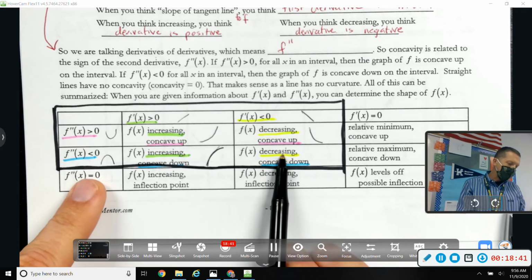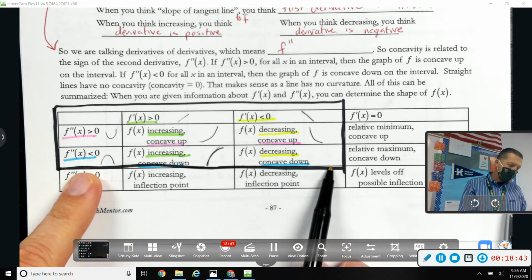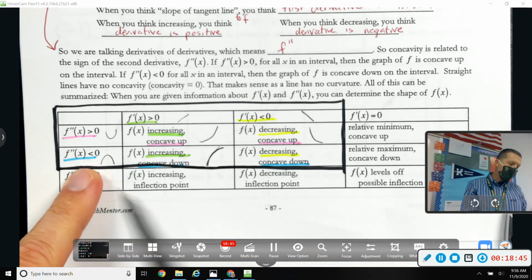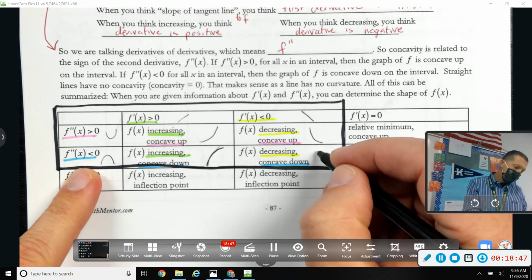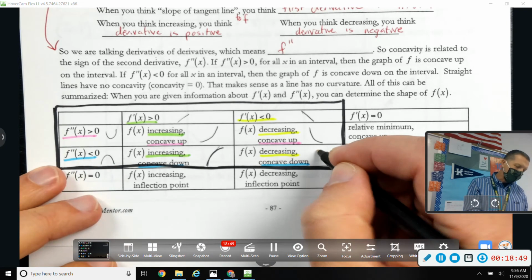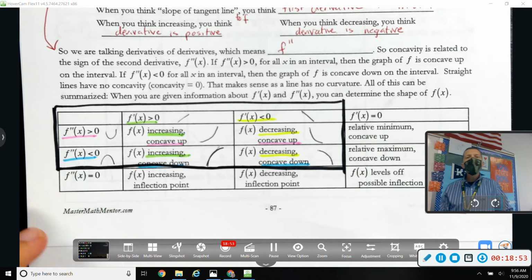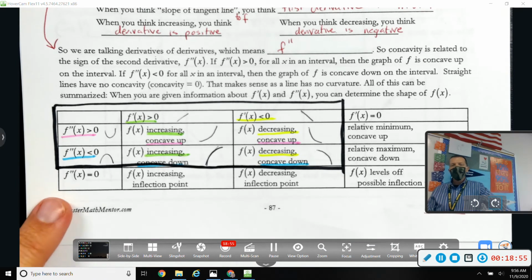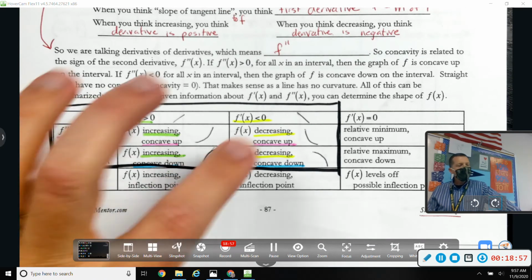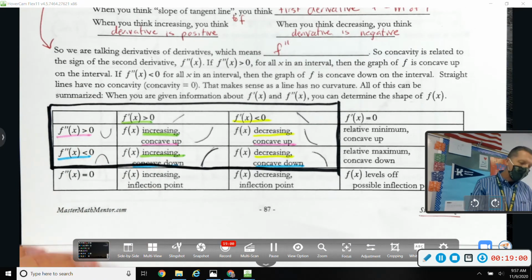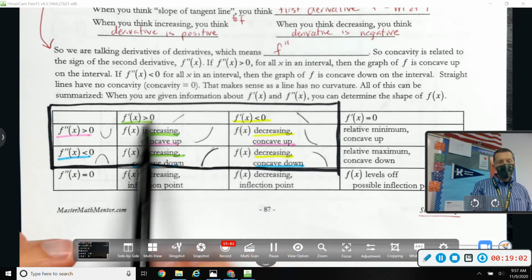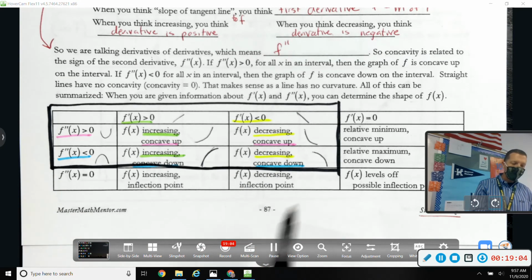And then lastly, I want to be decreasing but concave down. Decreasing, concave down. So we'll have to put all those ideas together. Tomorrow we'll get an equation and make sense of all this and put them all in a graph.